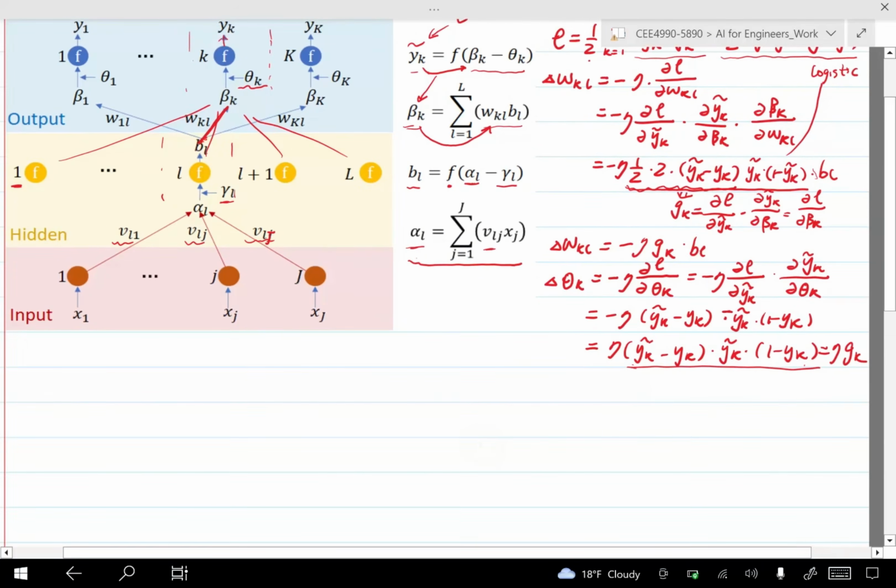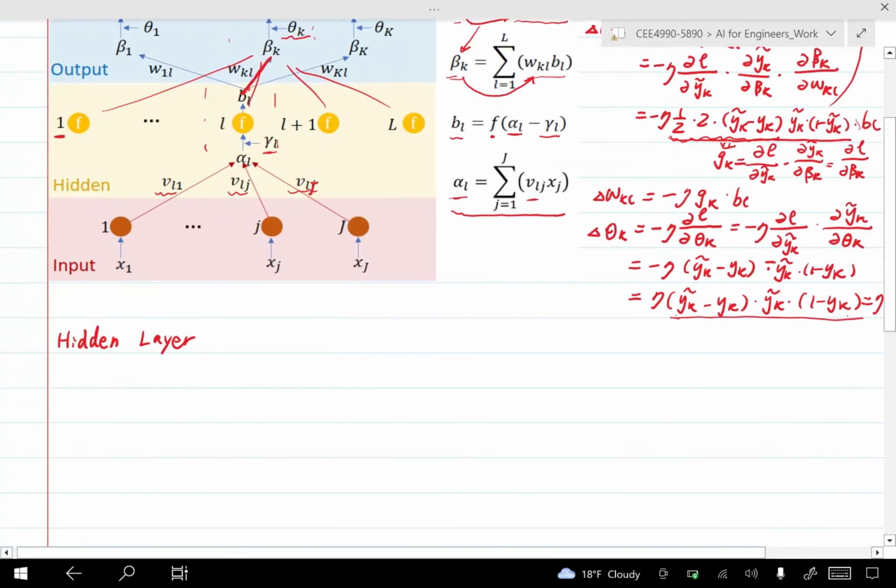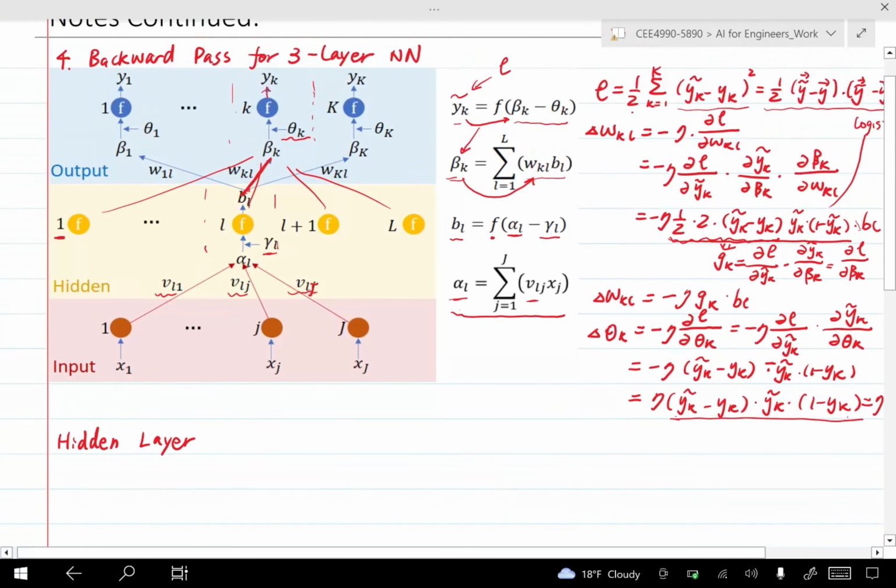Next, for the hidden layer. Now things will become slightly more complicated, but it's not as challenging as you think. It just needs a little bit more attention because now we need to do more. In the first layer, we have the model parameters, theta and beta, right? So what parameters do we have for the hidden layer? The first one, the weight, is V. The second one is gamma. These are the things we want to update. For the first layer, we updated W and theta. For the second one, we want to update V and gamma.